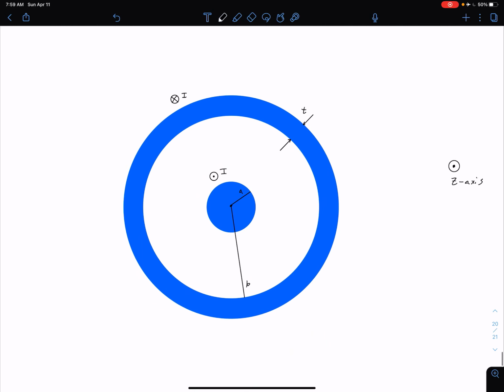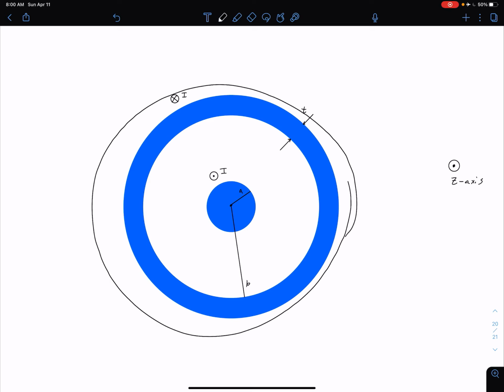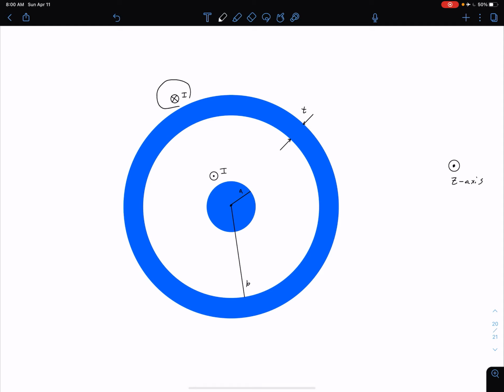So I have this drawn here, so note over here our z-axis is pointing out towards us. We have these two conductors. In the middle we have this blue conductor with current I coming out at us, and that inner conductor has a radius of A. Then we have our outer conductor, which is this cylindrical shell, which has our current going back into the page. It has some thickness T, and the distance from the center to the inner part of that hollow cylinder is a distance of B.